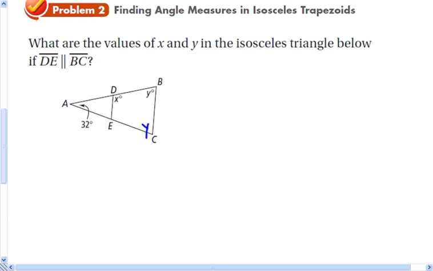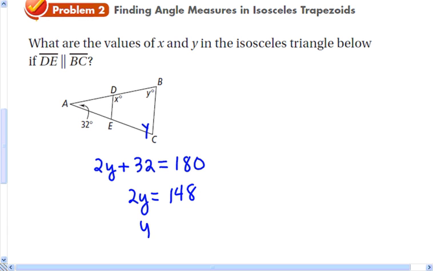So I can say that 2y plus 32 is equal to 180, and that's by the triangle angle sum theorem, combined with the isosceles triangle theorem. And then if we subtract 32 from both sides, we get 2y is equal to 148. That's from the subtraction property of equality. Divide both sides by 2, and we get y equals 74.